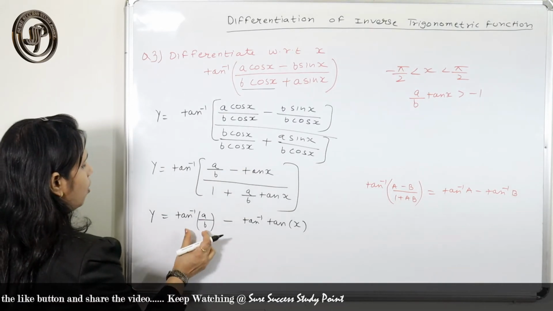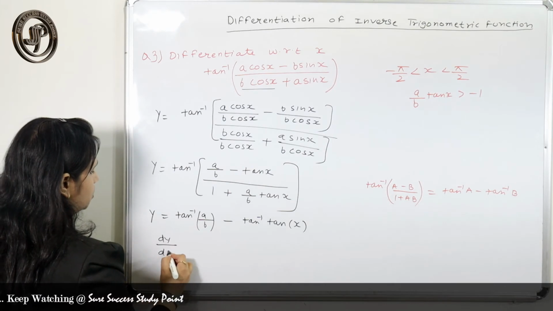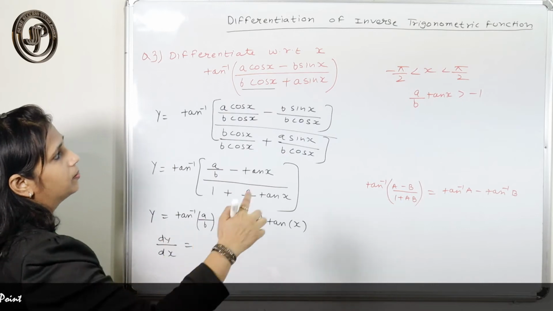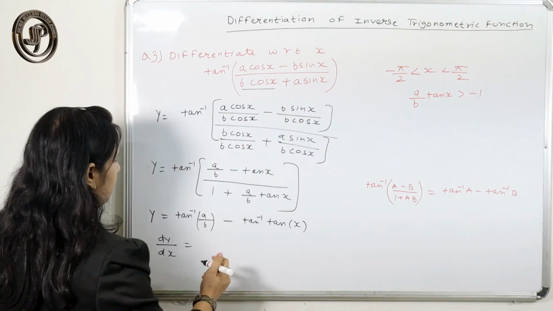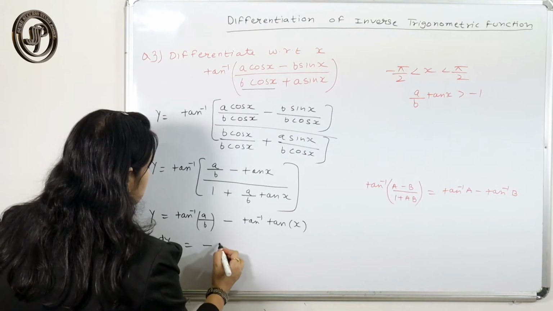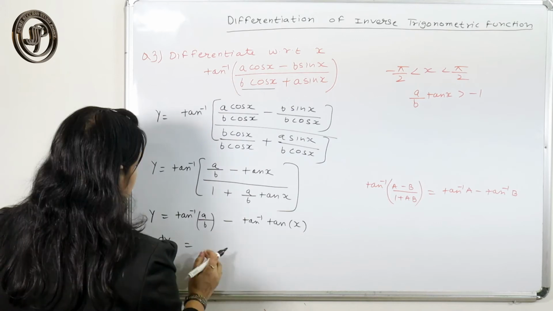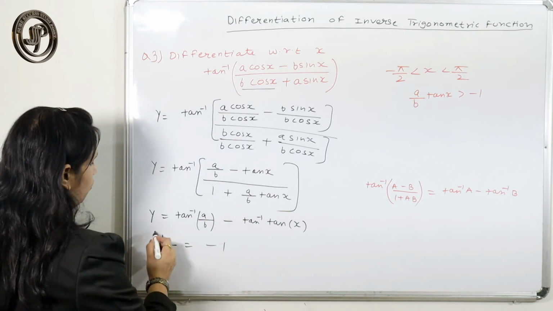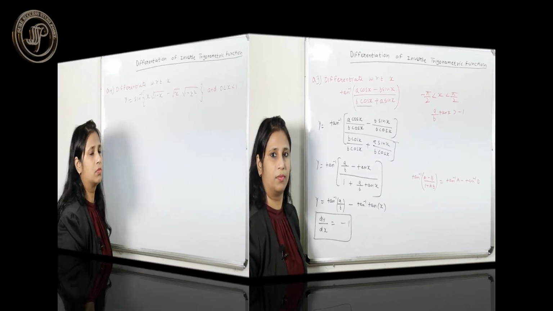Now, if you do the differentiation of this part, this becomes 0, and tan inverse tan x will be x because x lies between minus pi by 2 to pi by 2, that is given. So here comes 0 and here you can write this as x, and if you do the differentiation of x, that comes minus 1. So that is the answer.